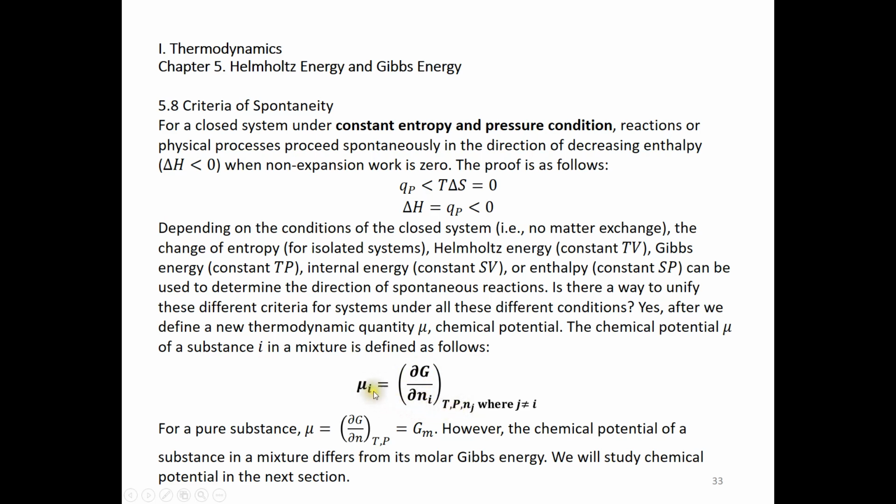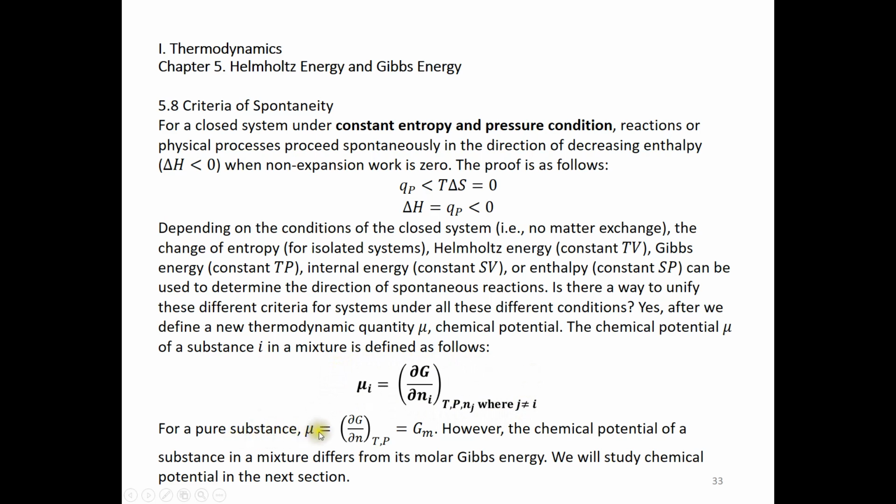And why do we have I here? It's just because we need to look at a mixture. Mu sub I is the chemical potential of species I. This N is actually the number of moles of species I. And then we have delta G over delta Ni under constant TP condition. And we need to hold the amount of all other species constant. So this is how we define the chemical potential mu.